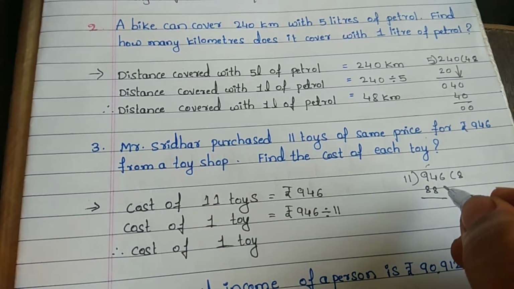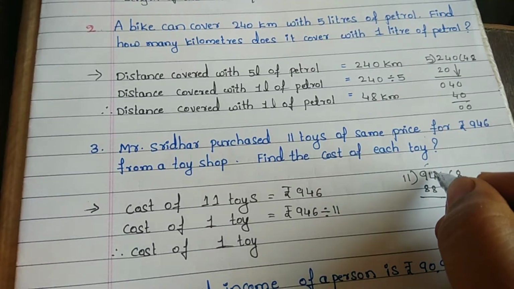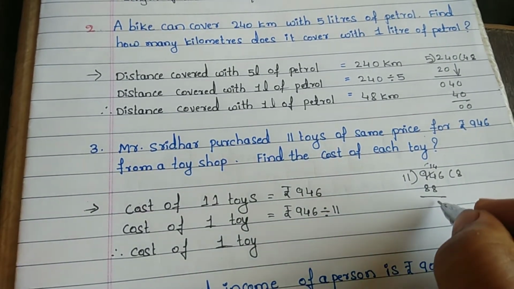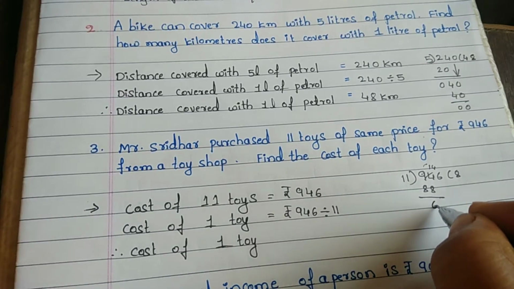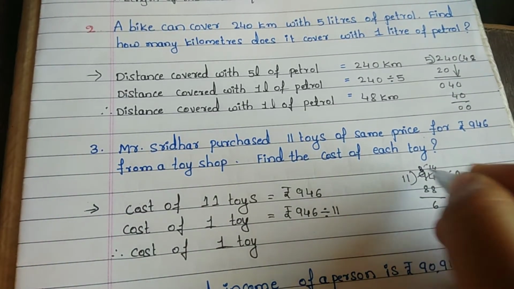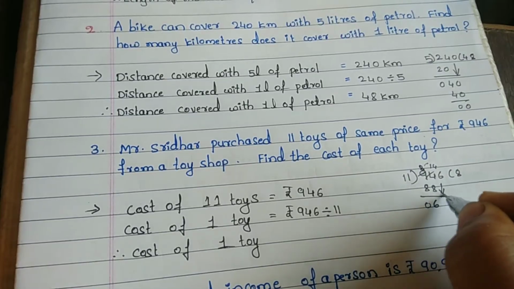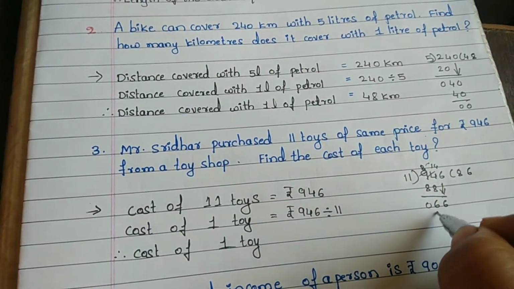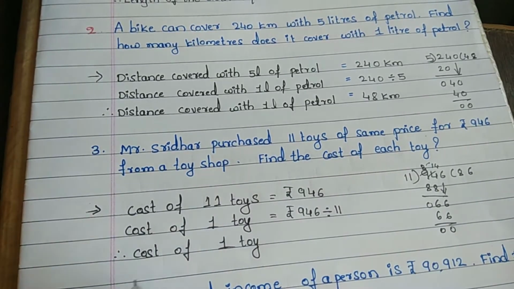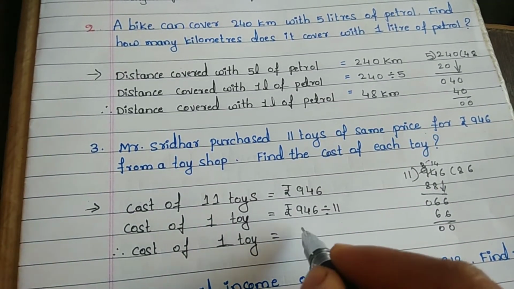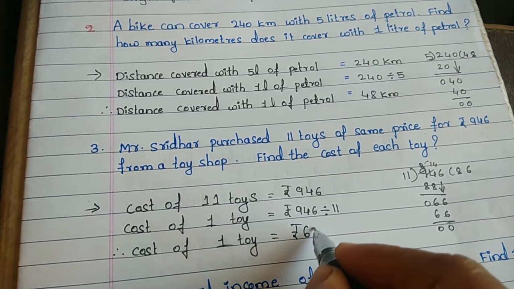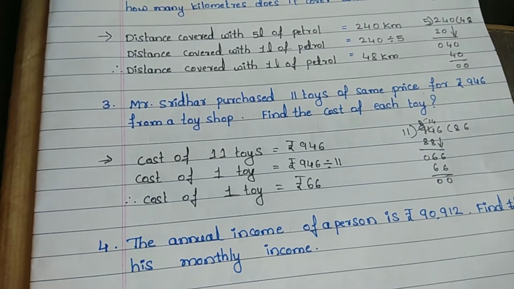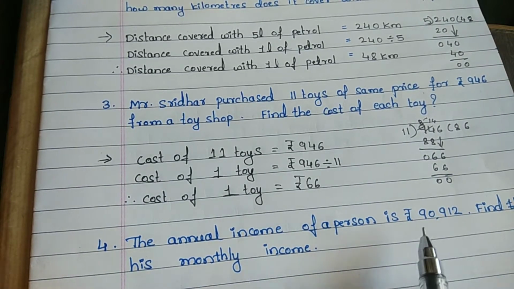Then 4 minus 8. 4 means it will not go. Then it will become how much? 14. Okay, 14 minus 8 is how much? 6. The 9 will become 8. Then 8 minus 8 is 0. Then you take 6. Drag the 6. 11 sixes are 66. Yes, the cost of one toy is equal to how much? Rupees 66.